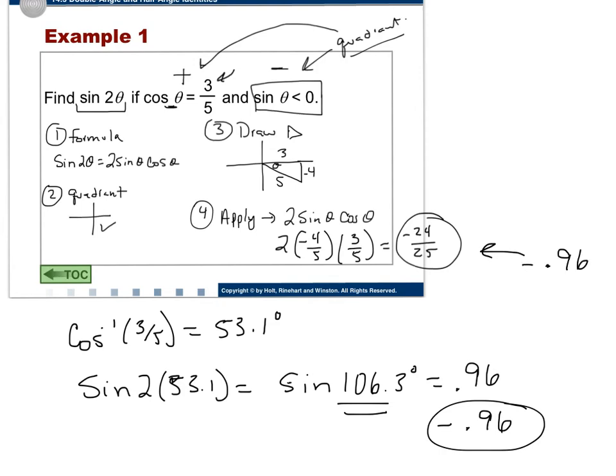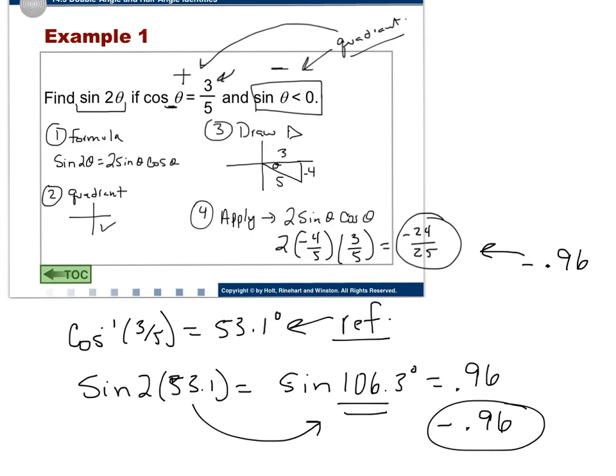Really, right here I just used the reference angle and then applied that to sine, but then I knew, okay, well, sine's negative, so that means it's going to be -0.96.